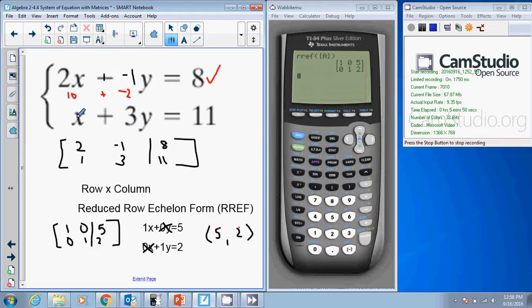So I plug x, which is 5, in. I plug y, which is 2, in. And then 5 plus 6 is 11, which is what is listed. So I am 100% confident now that 5, 2 is the solution to this system of equations.